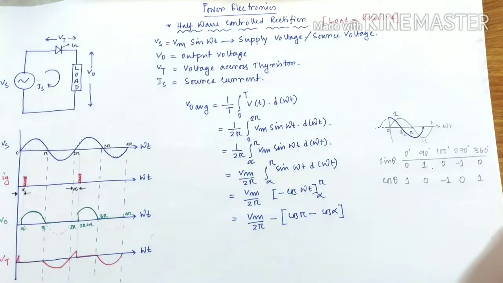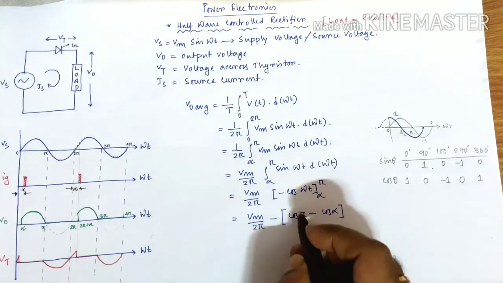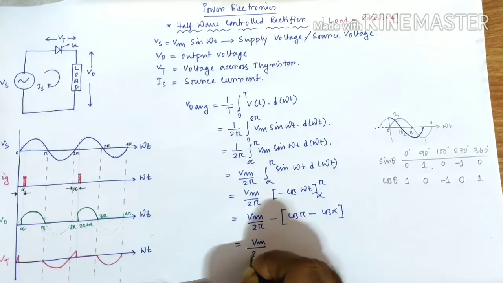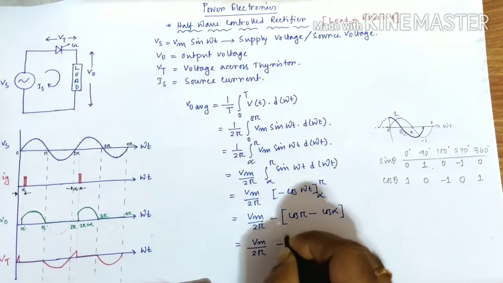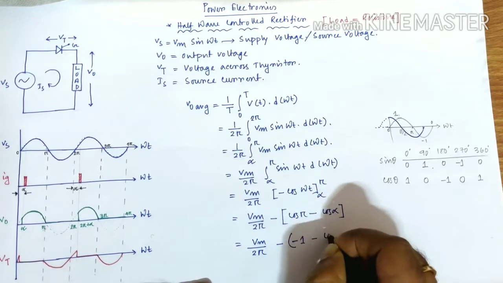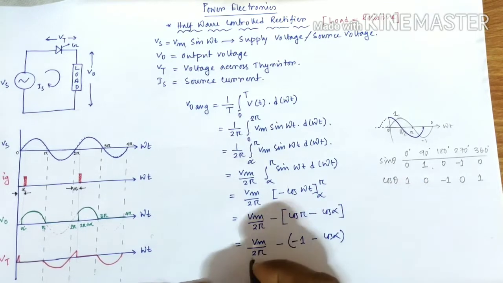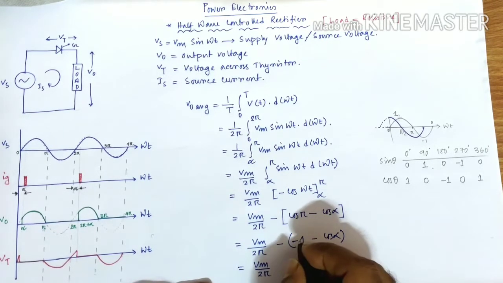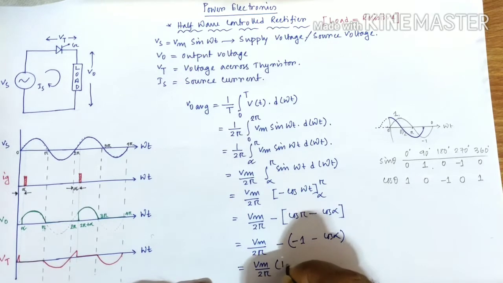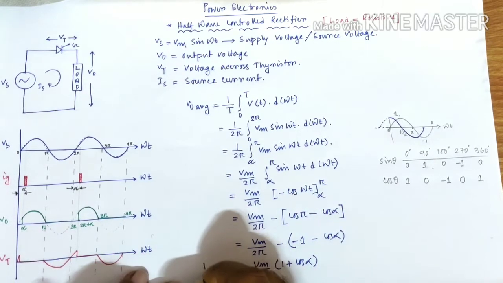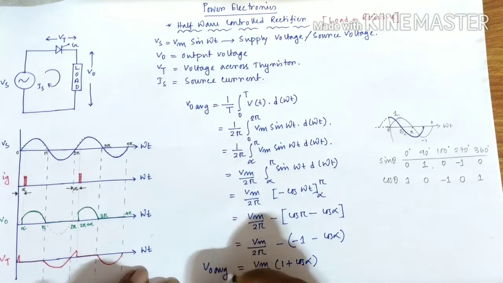So coming back to the topic once again. So what is the value of cos phi here? We can write down Vm by 2 pi, minus cos pi is minus 1, minus cos alpha, because you don't know the value of alpha. So it becomes Vm by 2 pi, minus minus, plus 1 plus cos alpha. So that is the V naught average.